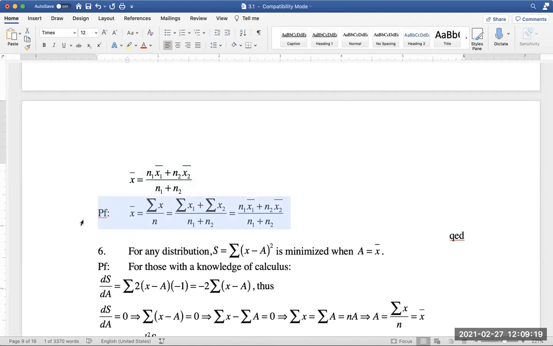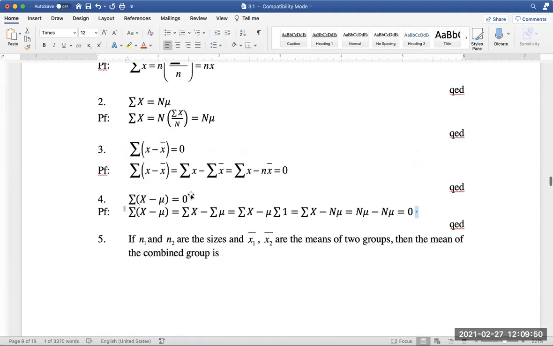Well, sample mean is just the sum of x over n. I have these two different groups, x1 and x2, so it's the sum of x1 plus the sum of x2 over, well, again, I have these two different samples, so the total sample size is the sum of each of the sample sizes, so n1 plus n2.